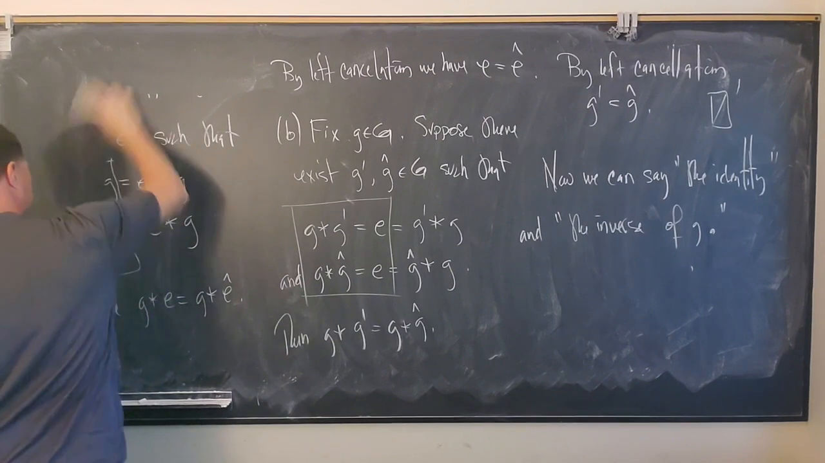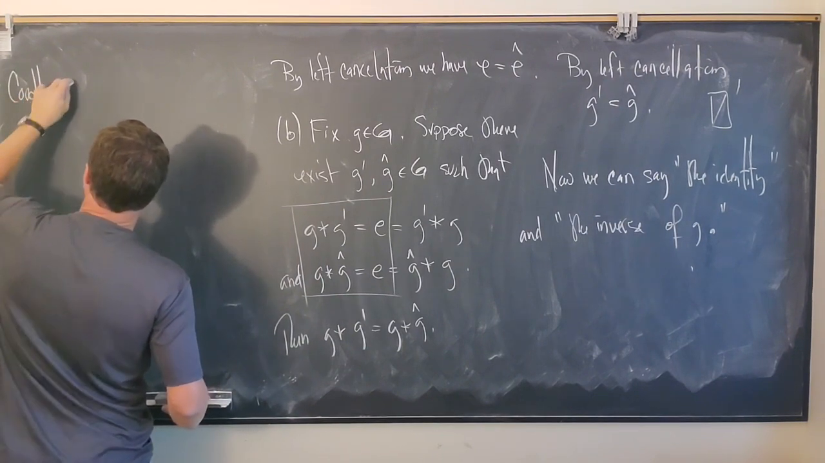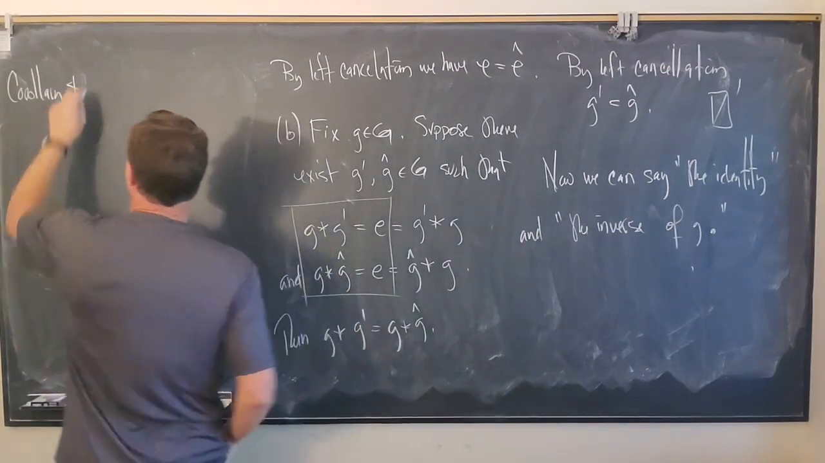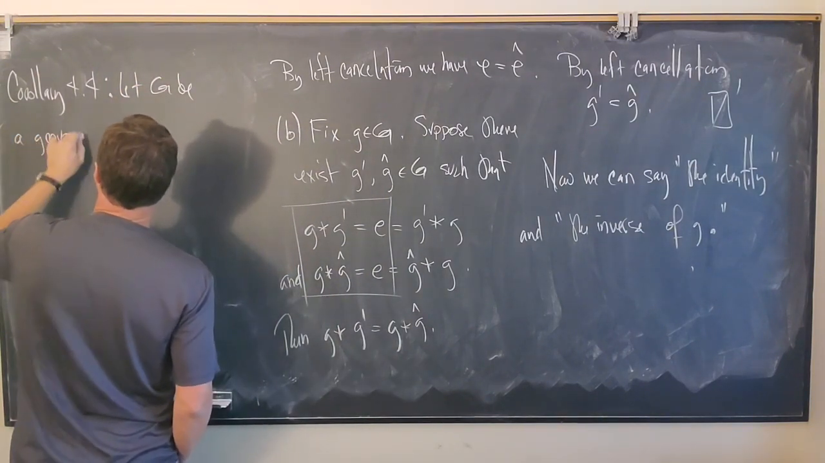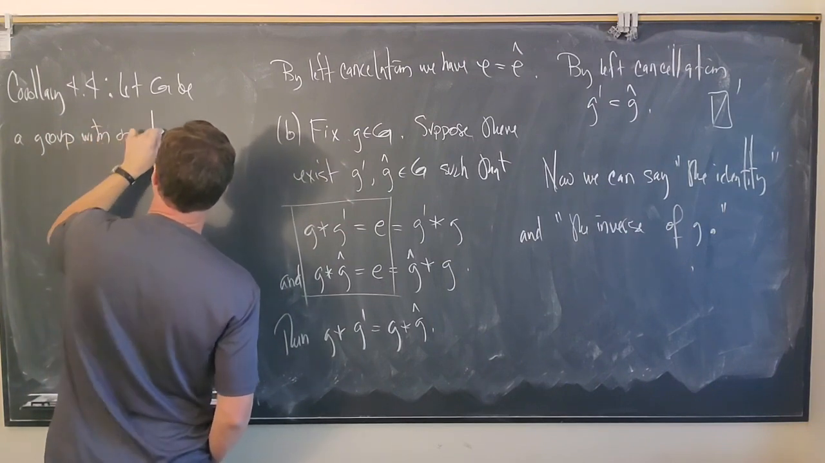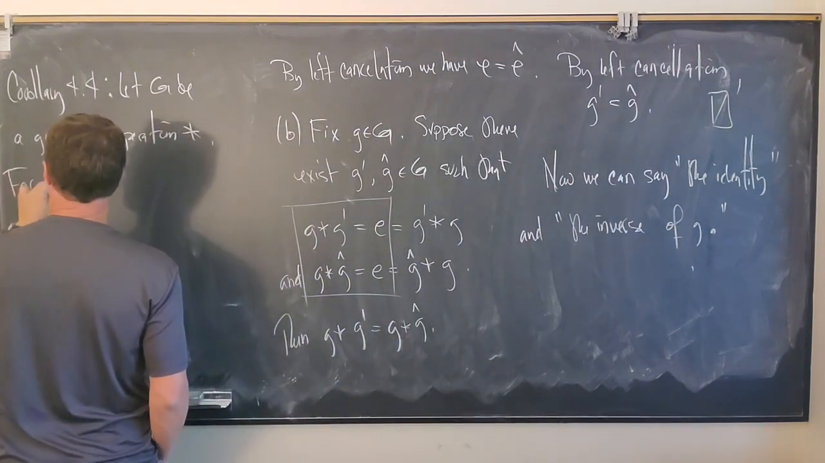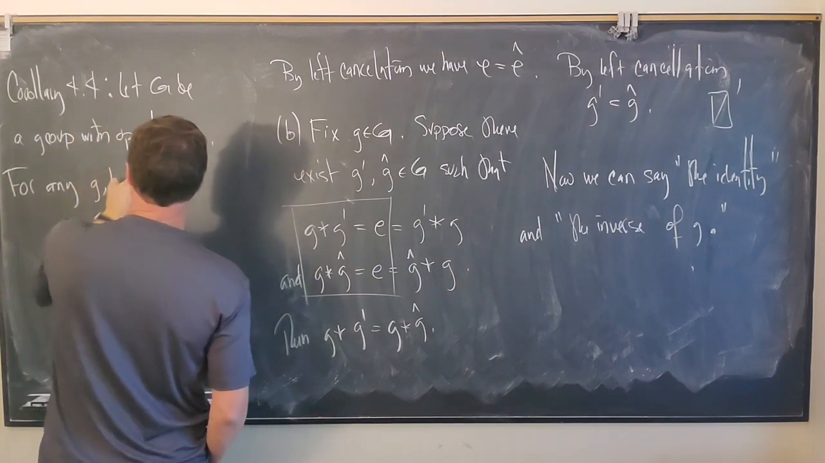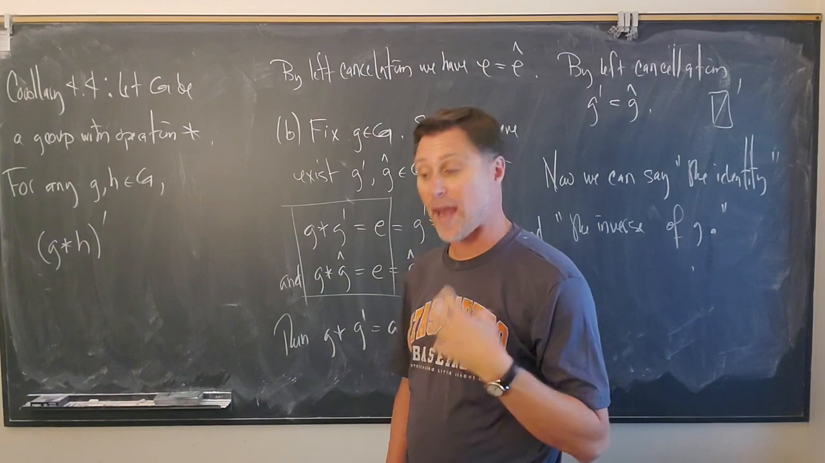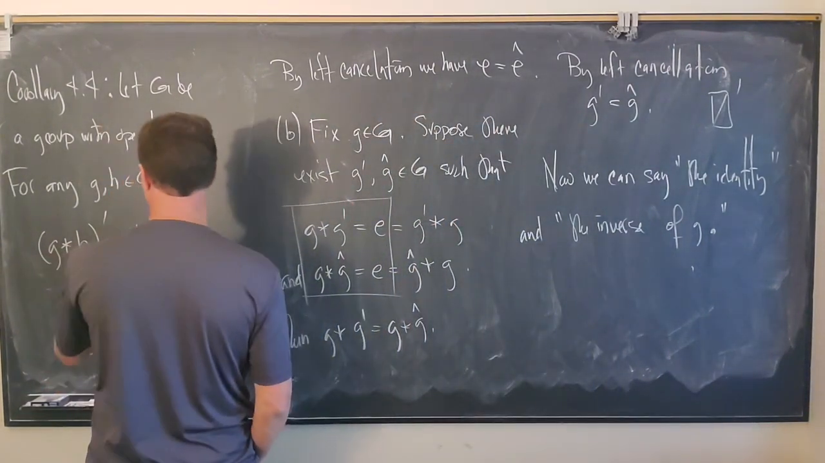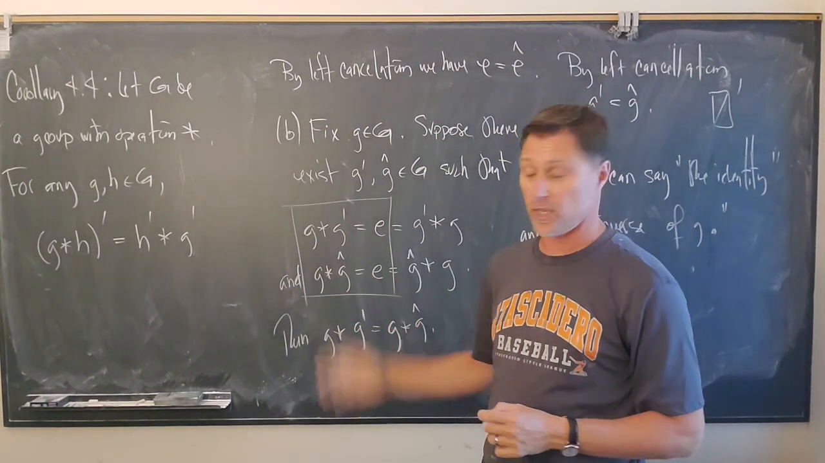As a quick corollary, corollary 4.4. Let G be a group with operation star. For any little g and little h in capital G, if you want to compute the inverse of G star H, we now know exactly who it is. It's equal to the inverse of H star the inverse of G. So reverse the order and invert each of the elements.